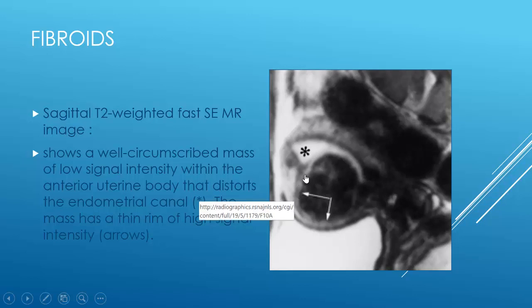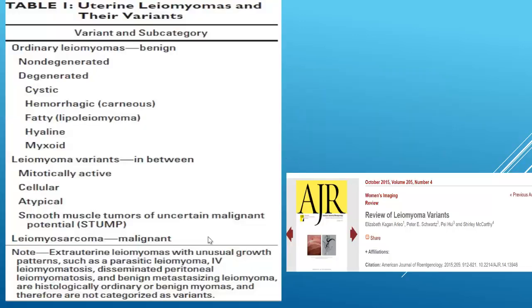Here is another fibroid indenting the cavity but by less than 50%, a well circumscribed mass of low signal intensity within the anterior uterine body that distorts the endometrial canal, and the mass has a thin rim of high signal intensity around it. This is the ordinary fibroids.